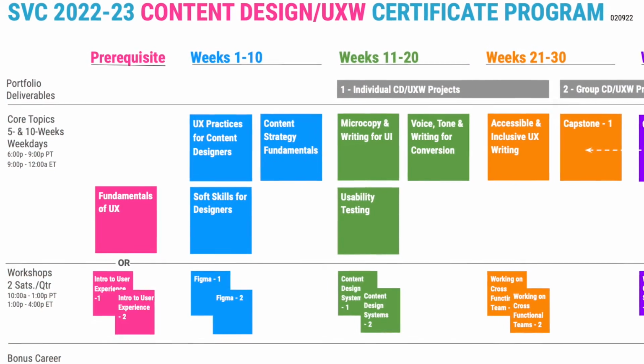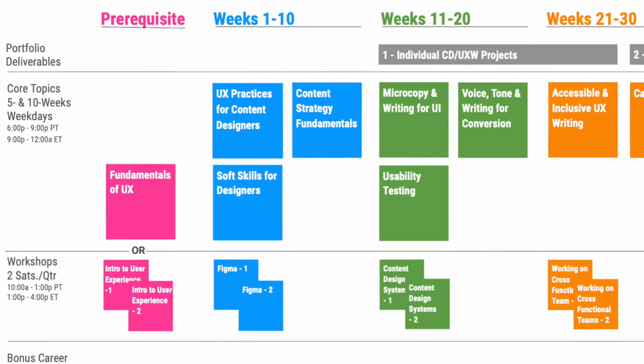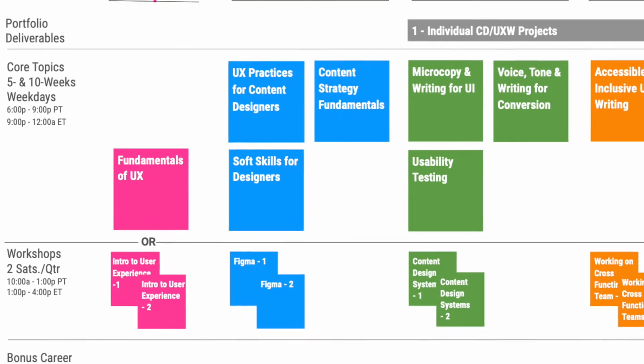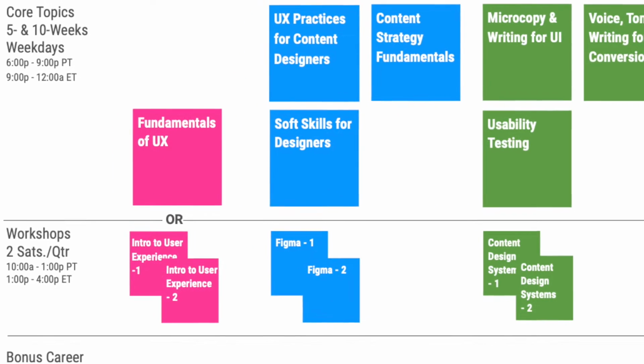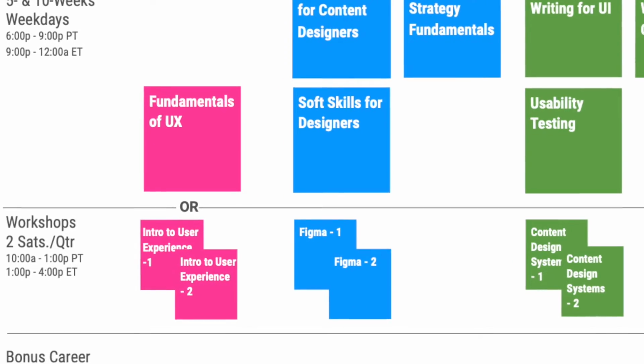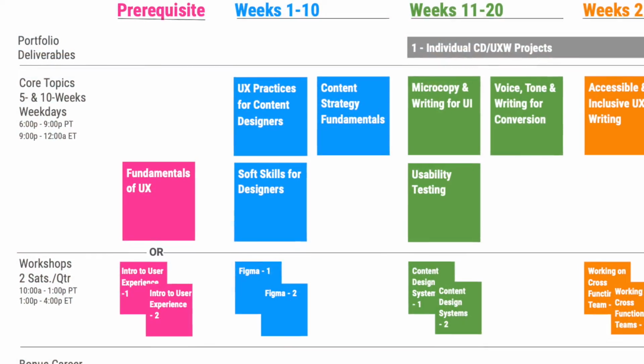First, you'll notice that there are prerequisites, and you have a choice here. You can either take the 5-week evening version of Fundamentals of UX, or you can take the 2-part 6-hour workshop version called Intro to User Experience. They both cover the same material, and they'll give you a background in user-centered design and walk you through the process that companies go through when they're doing UX design and content design to get to a finished product ready to ship.